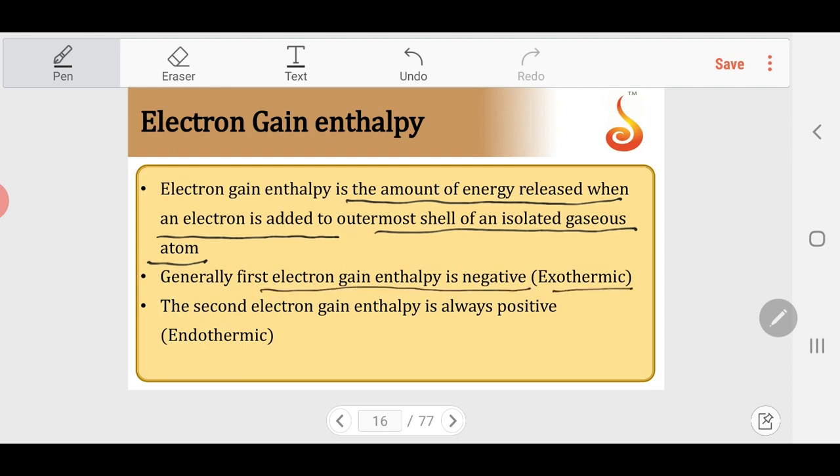Heat will be liberated. But for the second electron gain enthalpy, once we add one electron, it becomes an anion. To add one more electron to the anion is always an endothermic process. We have to supply energy because it cannot easily accept the second electron, as the nucleus already has more electrons to hold on to. As a result, it becomes an endothermic process.